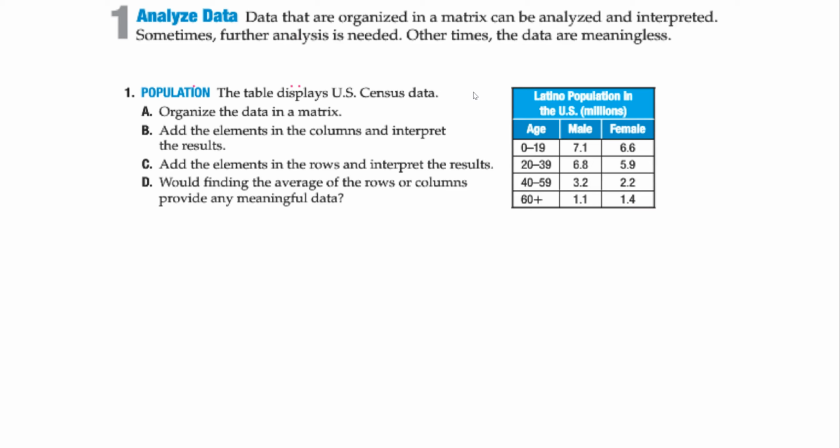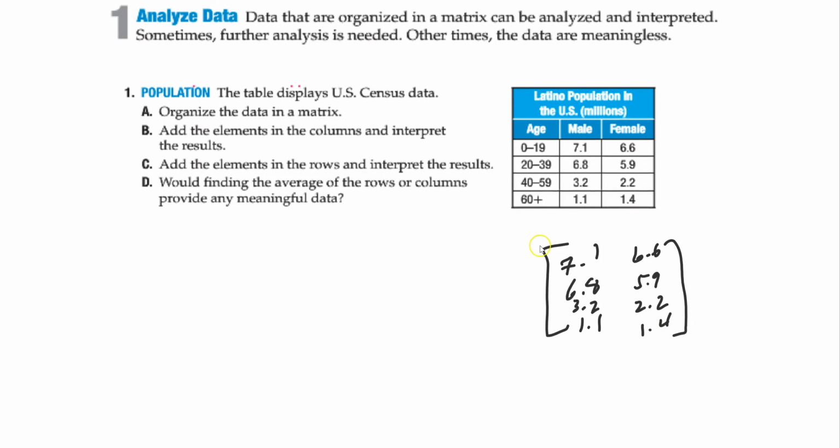That's it. So look at this first example here. The table displays US Census data. Part A says organize data in a matrix. So all he wants to do is write it as a little matrix array, like 7.1, 6.8, 3.2, 1.1, 6.6, 5.9, 2.2, and 1.4. That's my little matrix of this data.